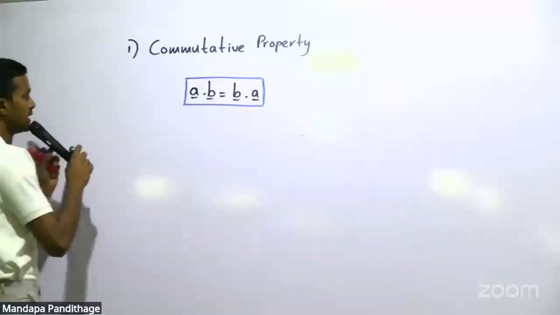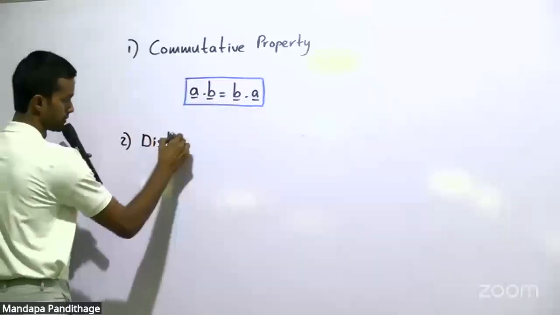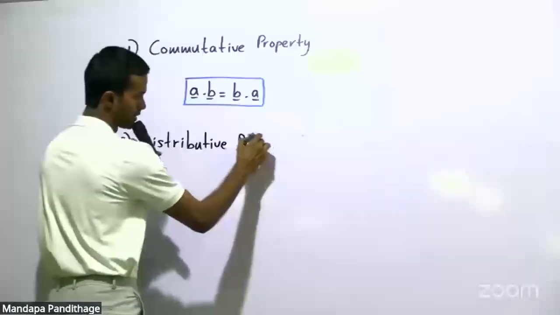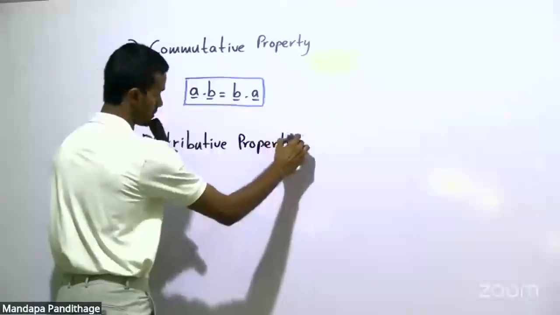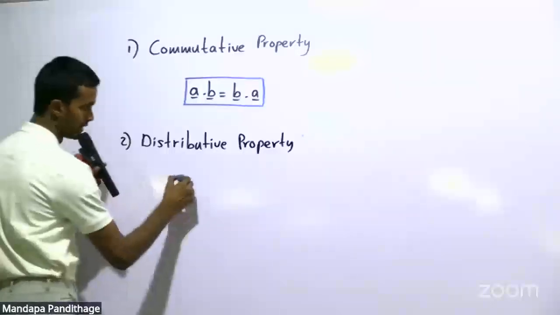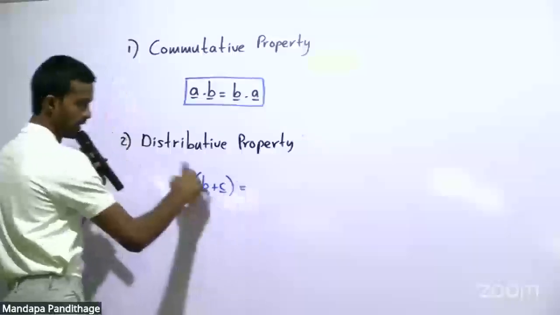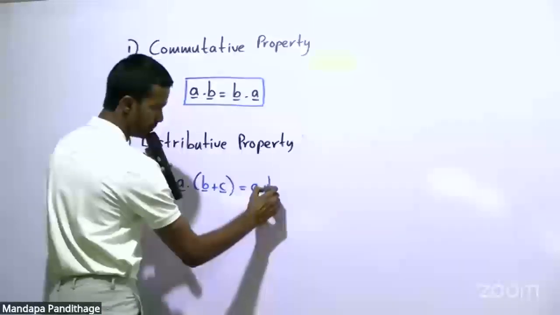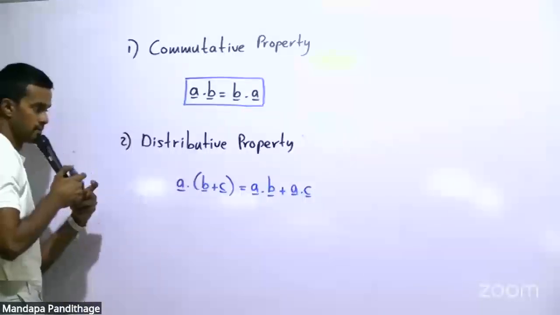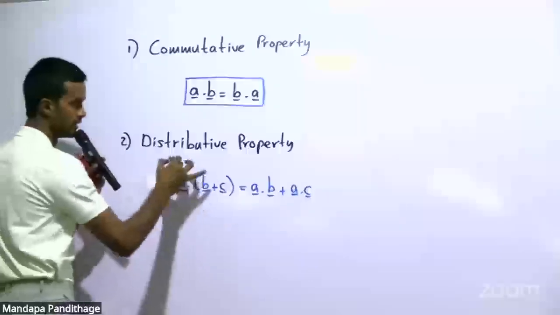Second one is we say that the vector dot product is distributive, which means if we have A dot B plus C, this can be written as A dot B plus A dot C. So this one can be written as A dot B plus A dot C.